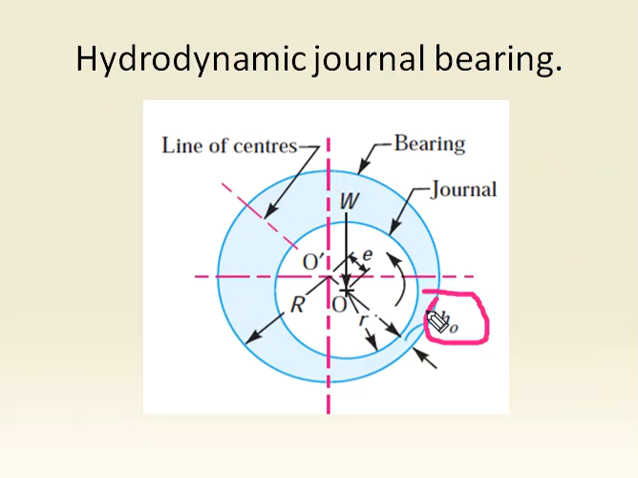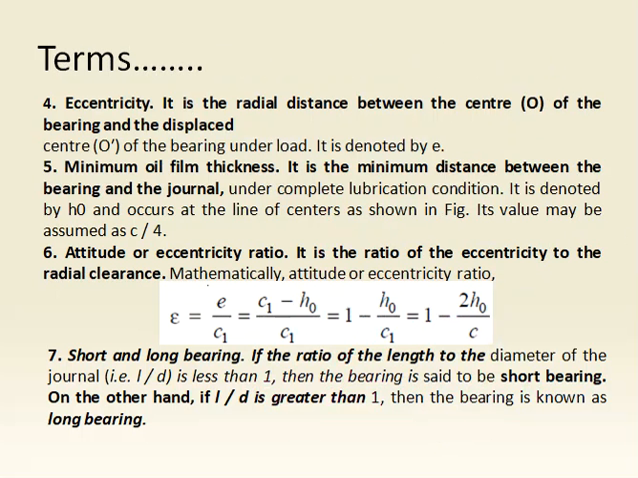See in this figure, this is h naught. h naught is the minimum oil film thickness. You know, here we have a larger distance. Due to the convergence, the distance decreases. At a particular position, we will get a very small distance. That smaller distance is the minimum oil film thickness. It is possible when the lubricating oil is present in between them, right? That is minimum oil film thickness.